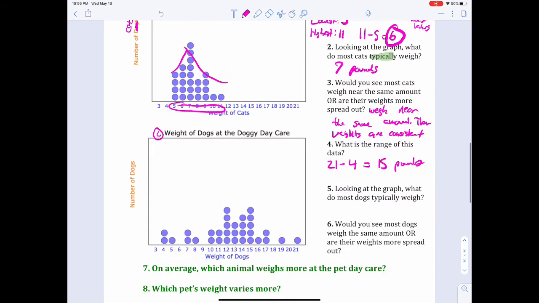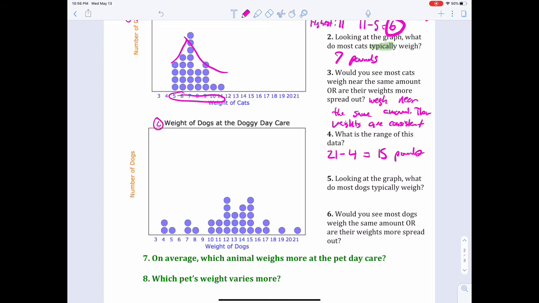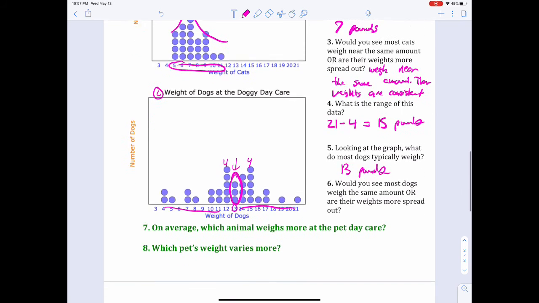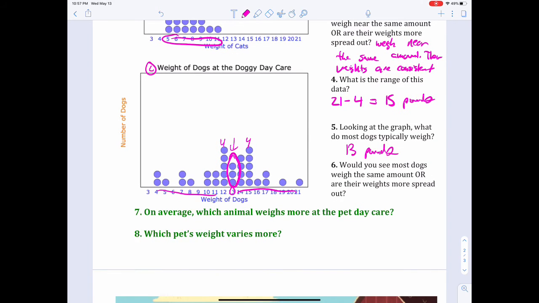All right, question 5. Looking at the graph, what do most dogs typically weigh? Well, again, kind of, what's in the middle? Which one appears like most of the dogs are grouped around? I would probably say 13 pounds. You might want to say 14 or maybe 15, and that's fine. You can make a case. But if you look at 13, it's kind of like in between both sides, and there's a good amount at 13 too. You got like 4 here and 4 here, and it's kind of like right in the middle. So it's kind of a good estimate, in my opinion. But again, 12, 14, 13, or 15, that's all good.